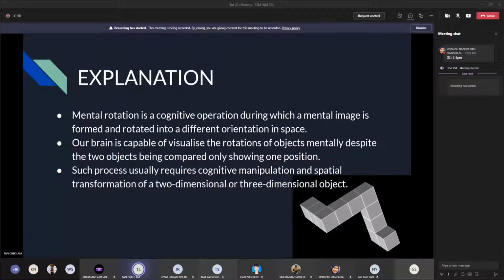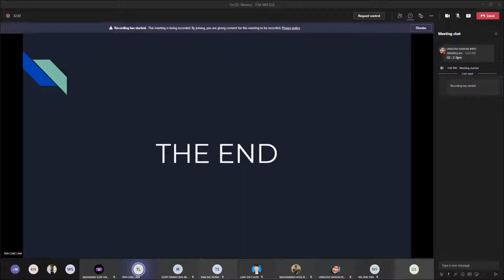So these are our explanations. In our mind, we can do mental rotation, which is a cognitive operation during which a mental image is formed and rotated into a different orientation in space. Our brain is capable of visualizing the rotation of objects mentally, despite the two objects being compared only showing in one position. Such a process usually requires cognitive manipulation and spatial transformation of two-dimensional or three-dimensional objects. Yeah, that's all from us. Thank you very much.